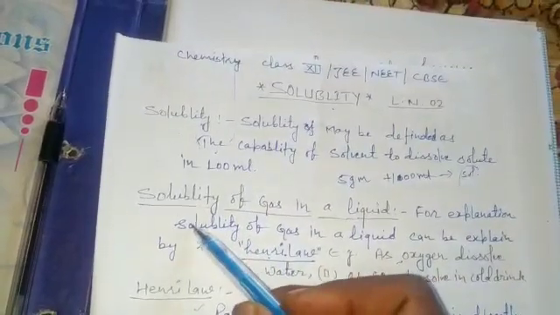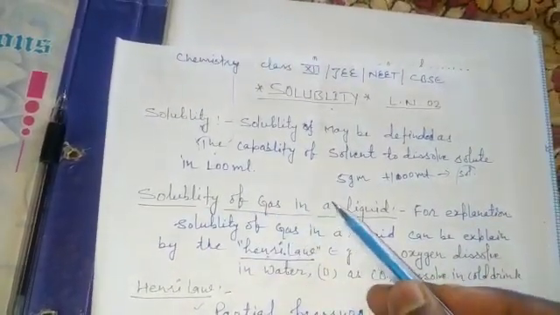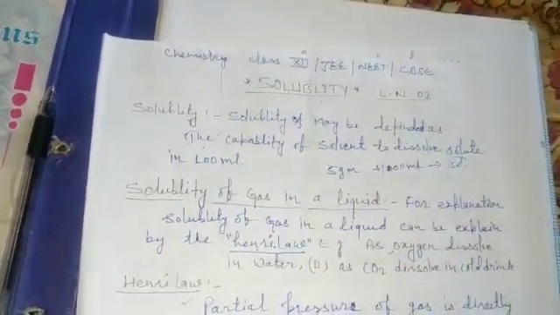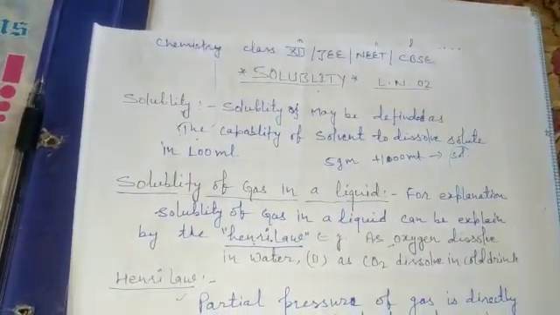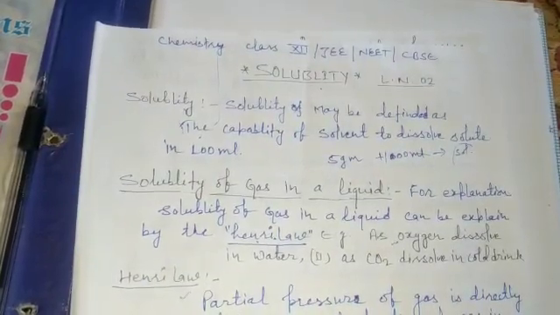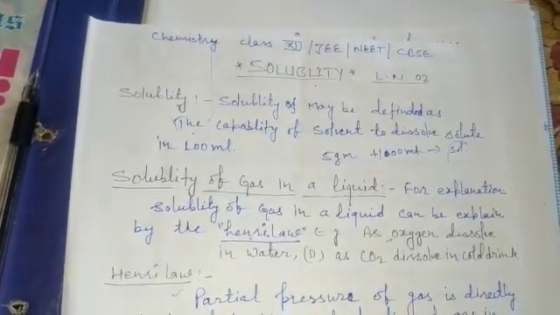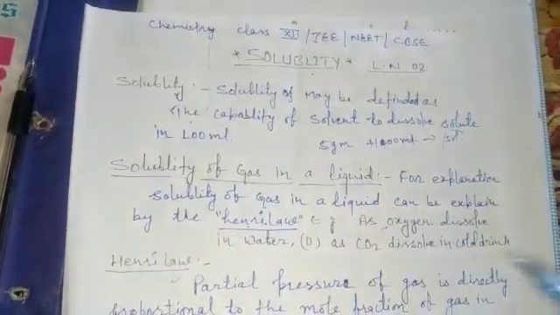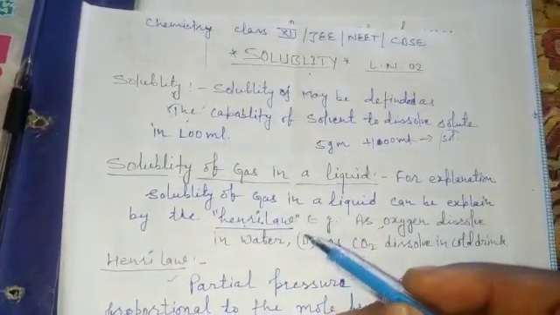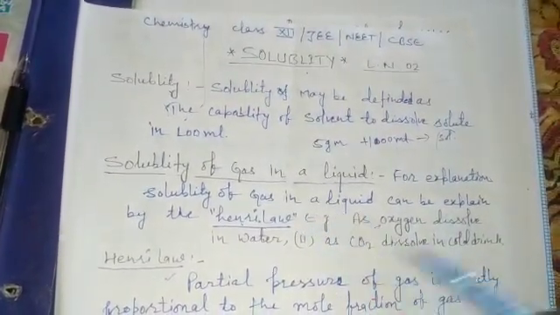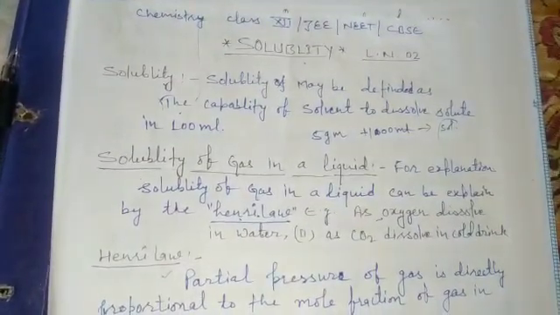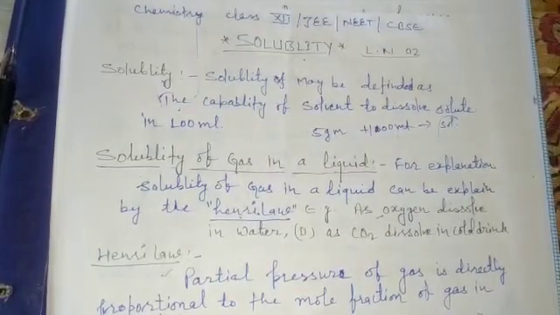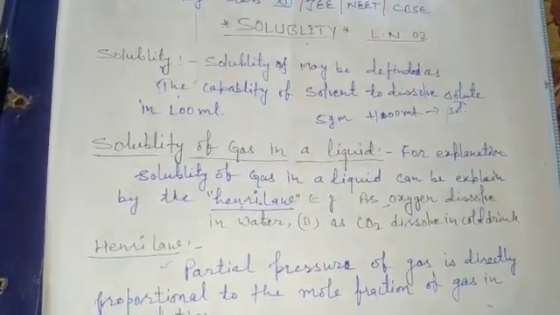Now, solubility of a gas in a liquid. We have already discussed the solutions formed by 9 types: solid plus solid also forms a solid solution, solid plus liquid, etc. So solubility of a gas in a liquid can be explained by Henry's law. Means, for example, oxygen dissolving in water, or CO2 dissolving in cold drink or soda lime.